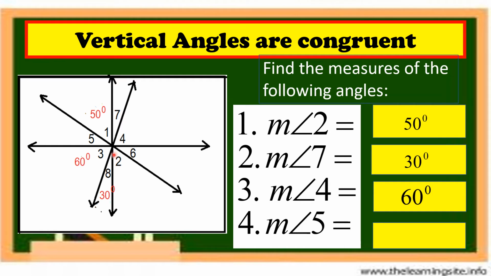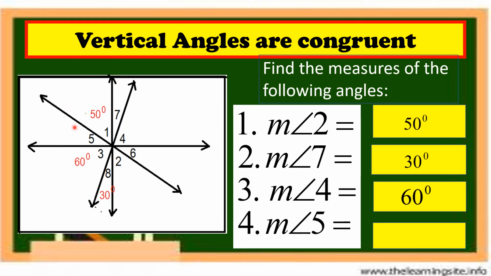We need to find the measure of angle 5. Looking at the figure, from angle 7 to angle 3, we have a protractor. So the measure of angle 7 is 30 degrees. 30 plus 50. What is 30 plus 50? That is 80. 80 plus 60 is 140. So from angle 7 to angle 3, we have 180 degrees.